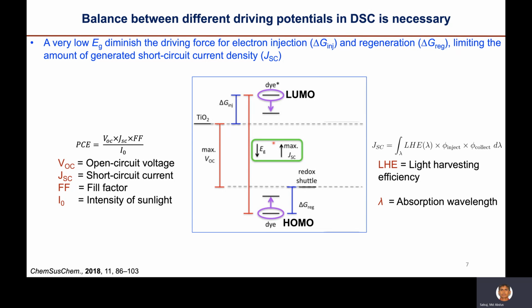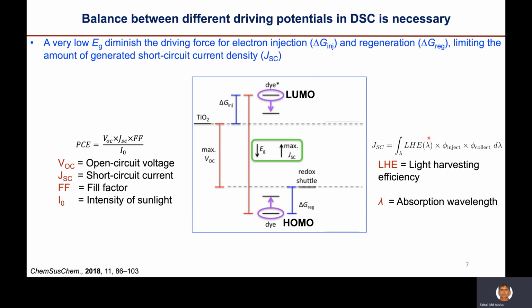As indicated in this figure, the diradical character parameter is inversely related to the HOMO-LUMO energy gap. Now, to increase the diradical character, we need to reduce the HOMO-LUMO energy gap. However, there is one problem in doing that, which is a sweet dilemma in DSC devices. A very low energy gap diminishes the driving force for electron injection and dye regeneration, which limits the short circuit current density as well, because the DSC parameter is directly related to these two parameters.